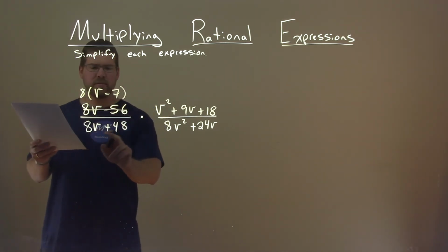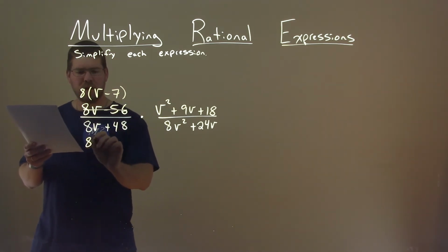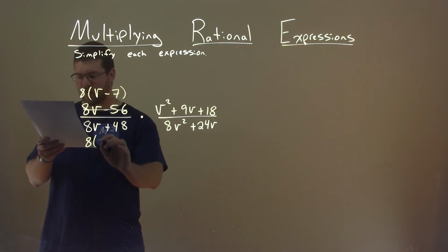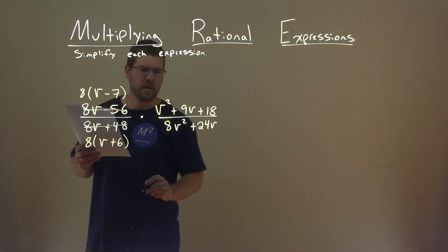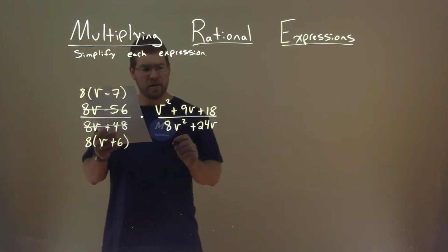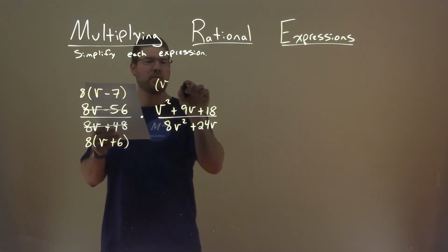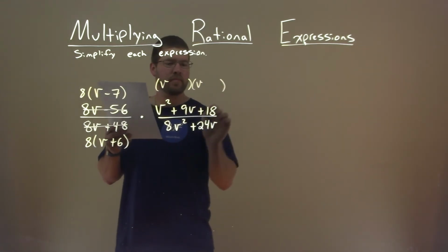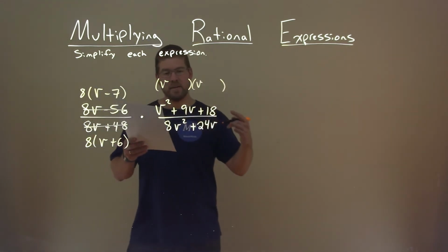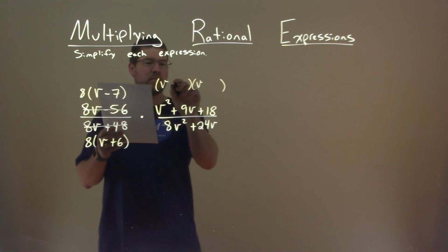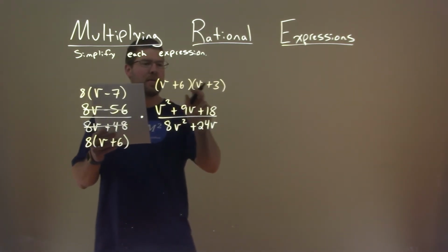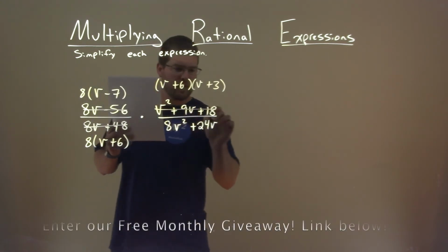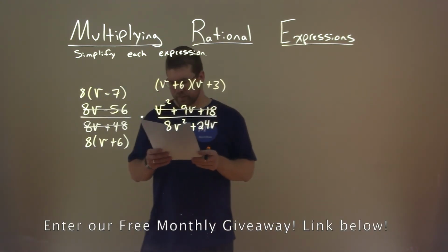Denominator, same thing. 8 goes into 48. So if I pull out an 8, I'm left with, well, v plus 6. So we replace it. Now v squared plus 9v plus 18 looks like it can factor. What two numbers multiply to be 18 but add to be 9? And that's 6 and 3. 6 times 3 is 18. Add them, we get 9. So let's replace that with our factored form.